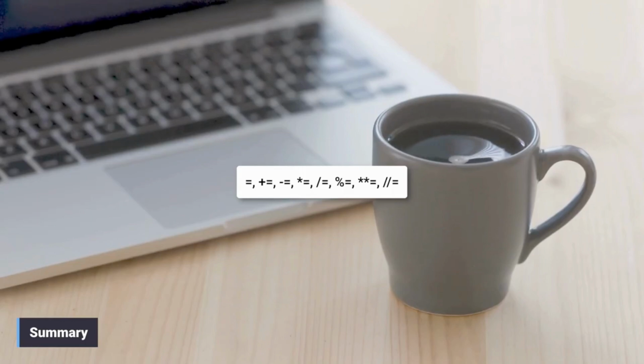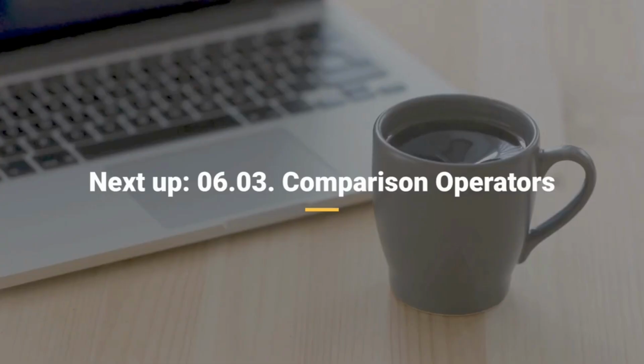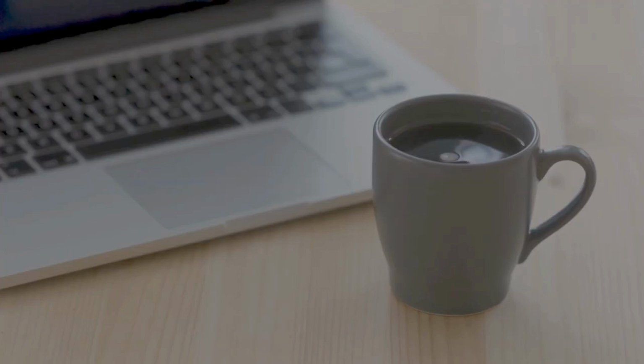To summarize, compound assignment operators make your code cleaner and easier to read. Instead of writing x equals x plus 1, you can simply write x plus equals 1. Now that we can change values, we need to know how to compare them. Join me in Lecture 06-03, Comparison Operators.